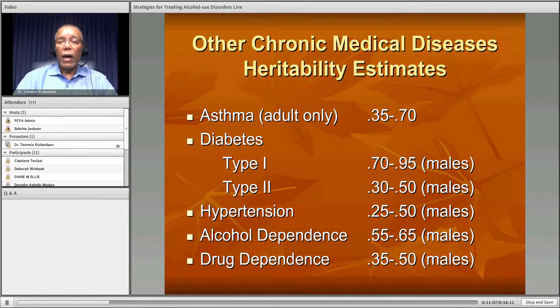Hypertension, the heritability is about 0.25 to 0.5. Alcohol dependence, as you can see, is 0.55 to 0.65. And then drug dependence is 0.35 to 0.5. And these all are referencing males.